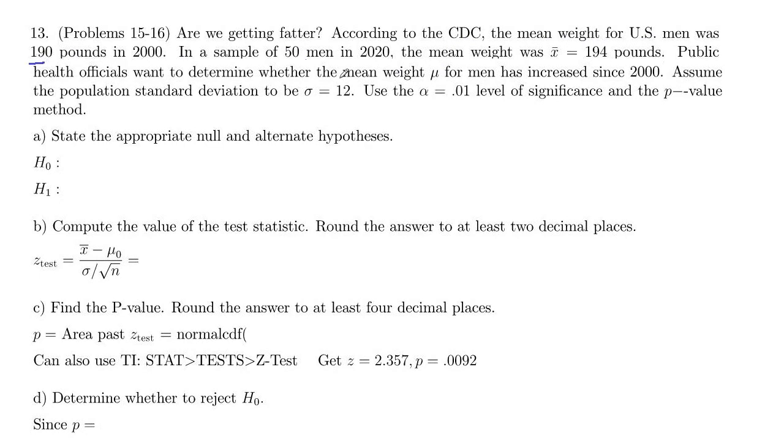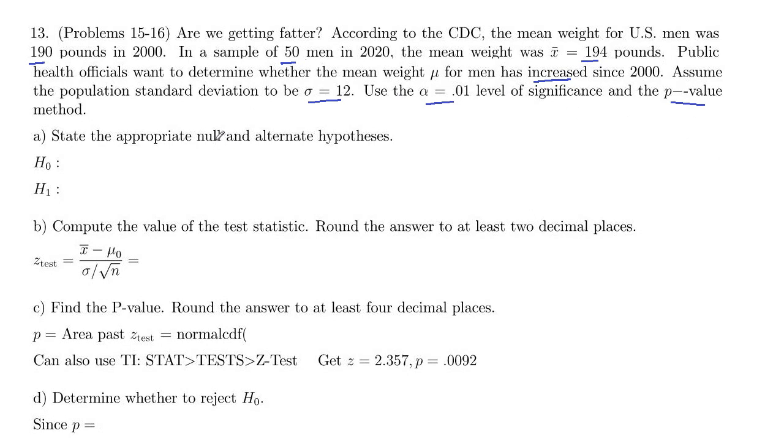That's our base time. Took a sample of 50 men in 2020, 10 years later. The mean of that sample was 194. Public health officials want to determine whether the mean weight, mu, for the population has increased since 2000. So we're going to assume population standard deviation sigma is 12, test at alpha is 0.01, and we're using the p-value method.